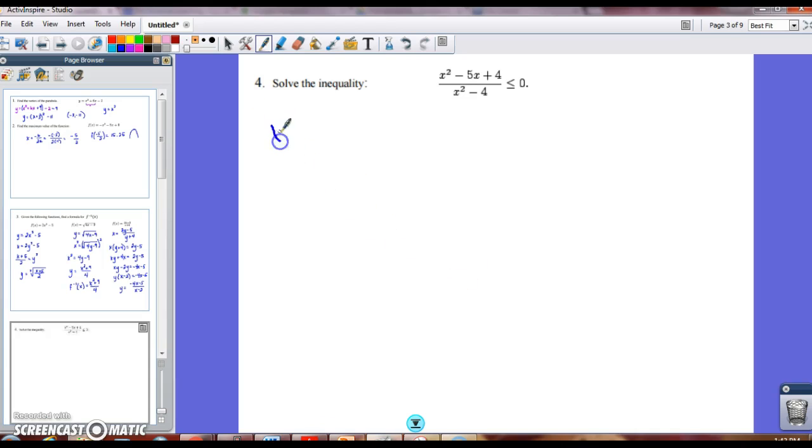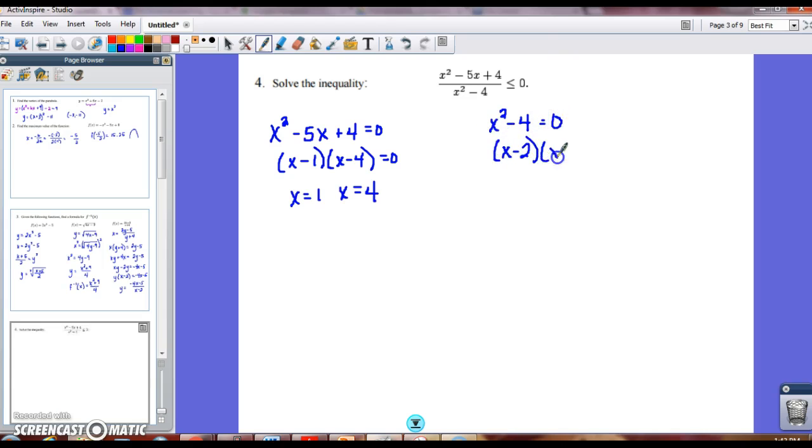So if I do that, x squared minus 5x plus 4 is equal to 0, so I end up with x minus 1 and x minus 4 equals 0, so x is equal to 1 and x is equal to 4. If I look at my denominator, if x squared minus 4 is equal to 0, which gives me x minus 2 and x plus 2. Oh, that's right, it's plus or minus 2. So those are my 4 critical values or critical numbers.